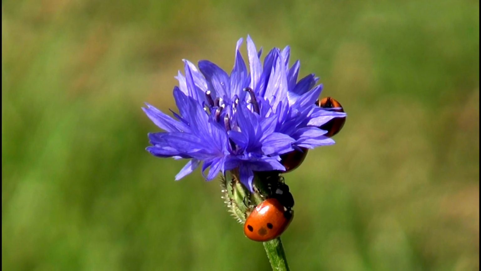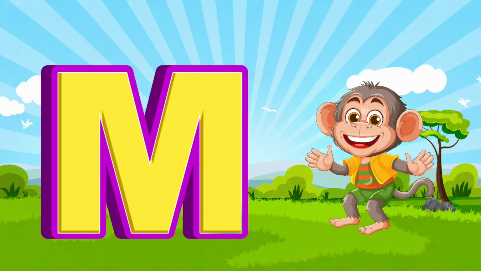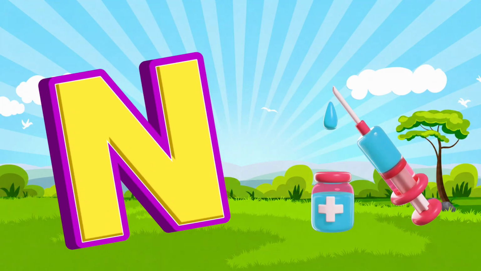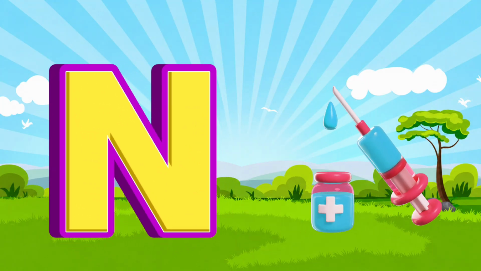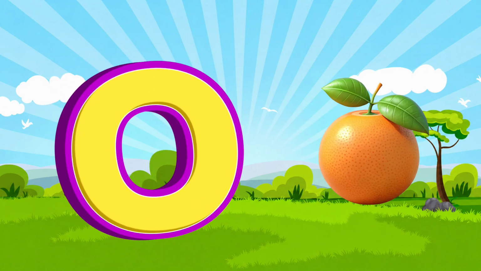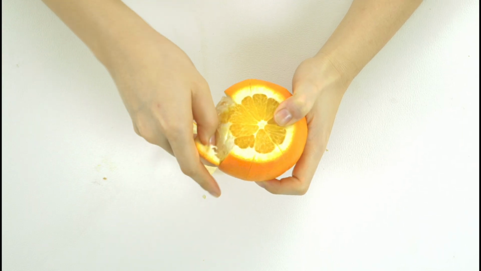Tiny ladybug. M is for monkey, monkey, monkey. Monkey. N is for needle, needle, needle. Silver needle. O is for orange, orange, orange. Juicy orange.